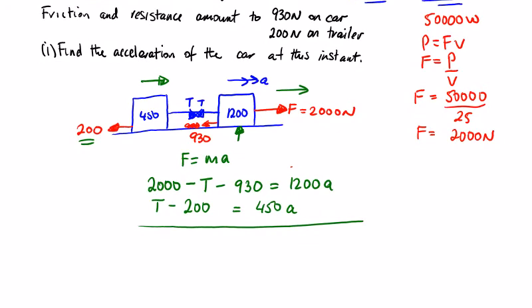We're looking for acceleration. So we're going to get 2000 minus 930 minus 200. That's going to give me 870. 1130, 870 is equal to 1650 A. So A is equal to 870 over 1650. Type that into my calculator and get, to 3 decimal places, 0.527 ms to the minus 2.